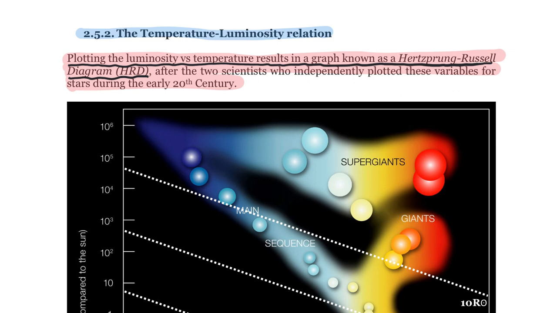So now we come to the temperature-luminosity relation. Plotting the luminosity versus temperature results in a graph known as the Hertzsprung-Russell diagram, or an HRD. And this was named after two scientists who independently plotted these variables for stars during the early 20th century.